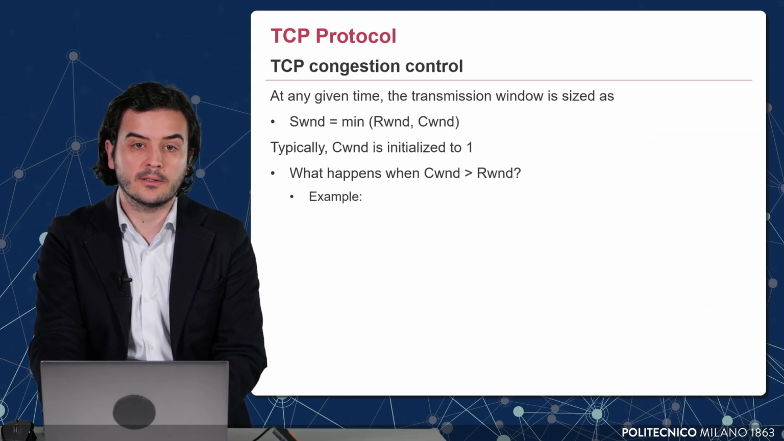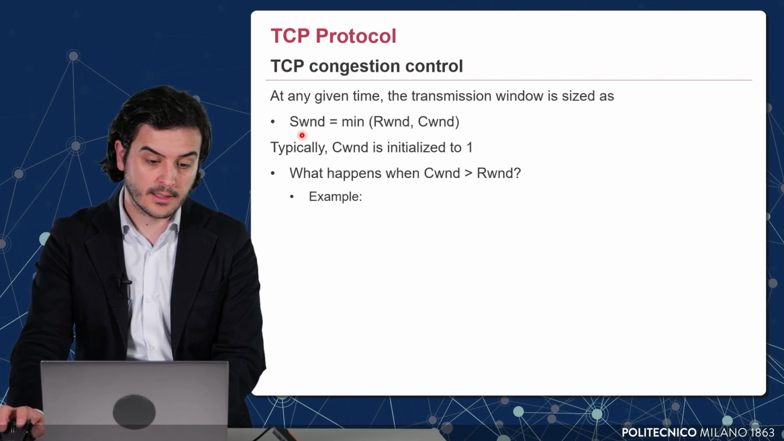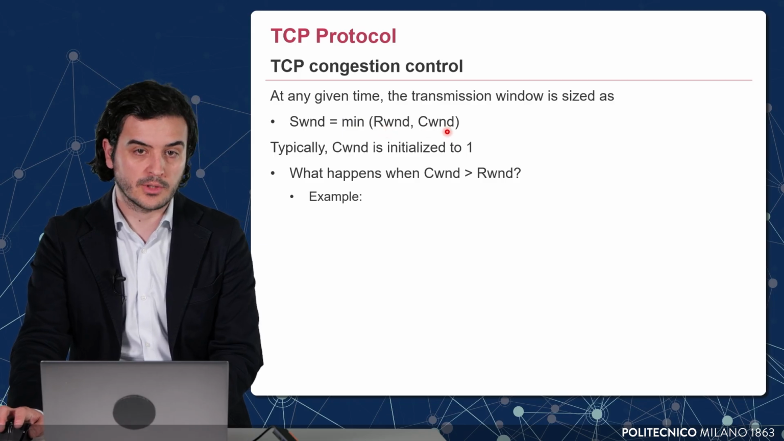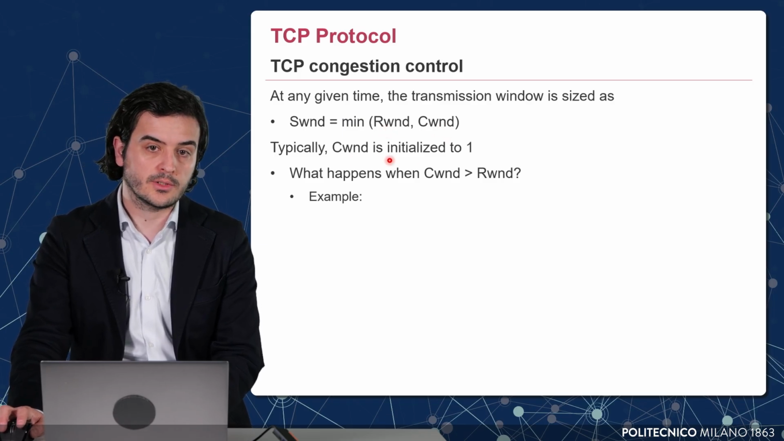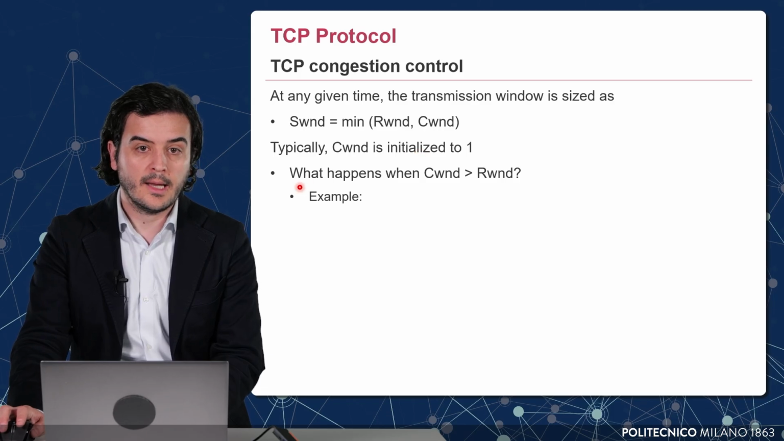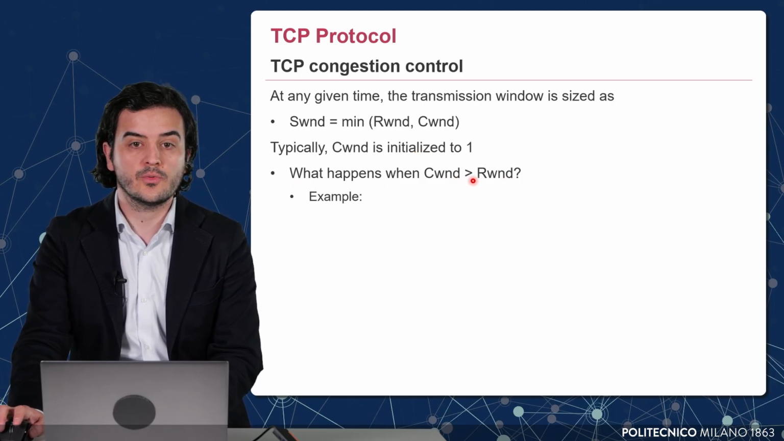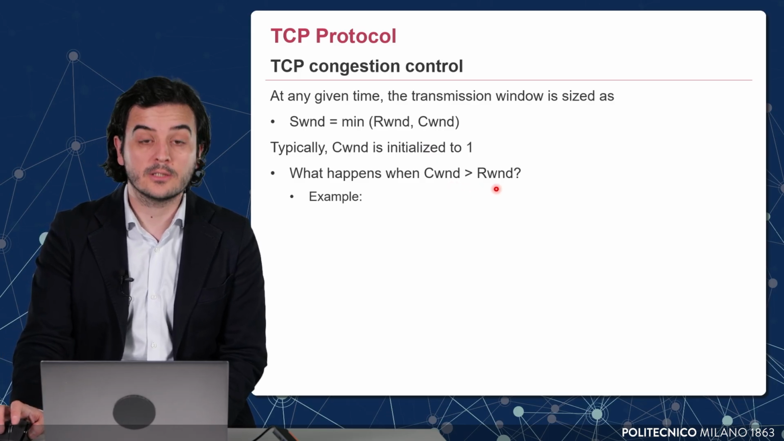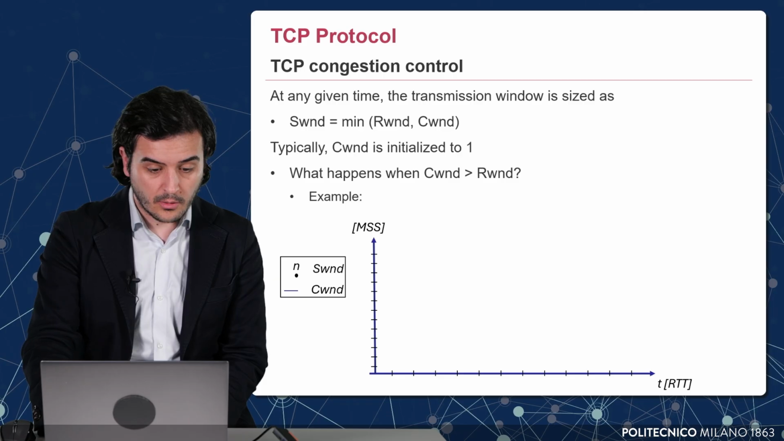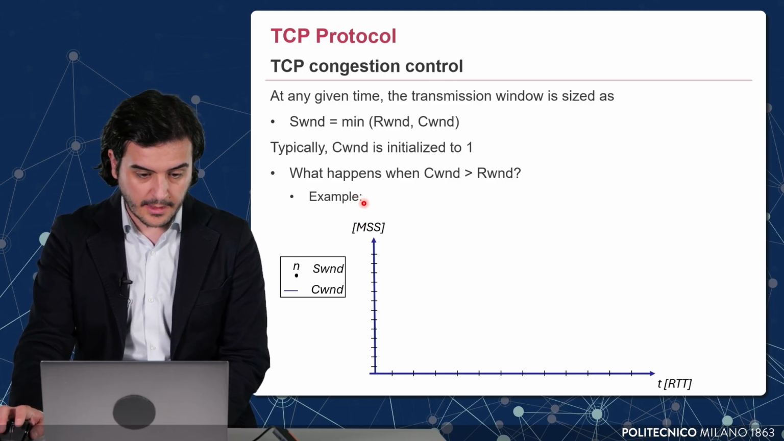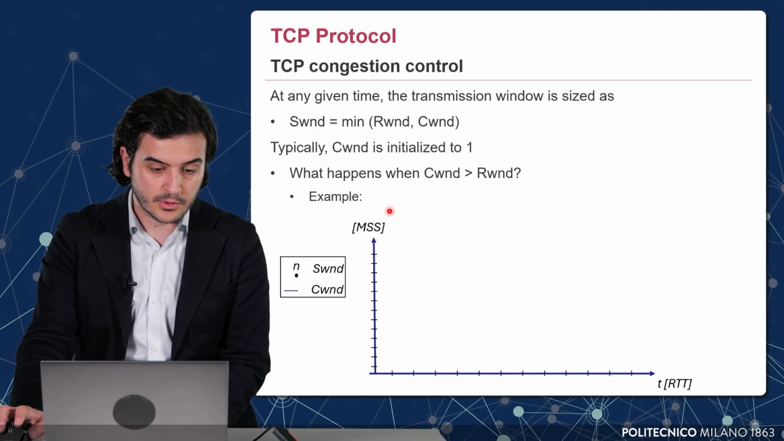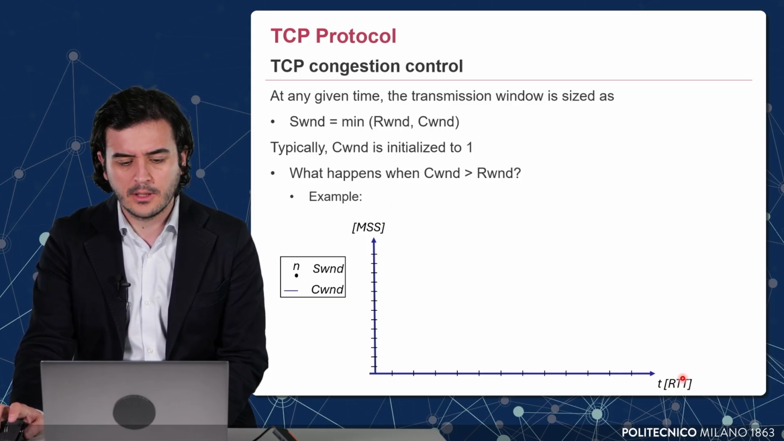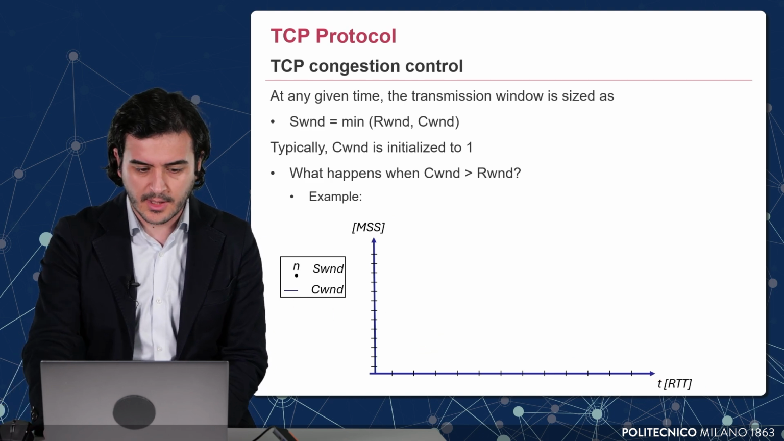We have previously defined that the transmission window, denoted as SWND, is the minimum value between the receiving window and the congestion window. Typically, the congestion window is initialized at 1, and we want to know what happens when the congestion window is greater than the receiving window. Here we report a simple example in which the y-axis shows the number of segments, MSS, and the x-axis is the time dimension.